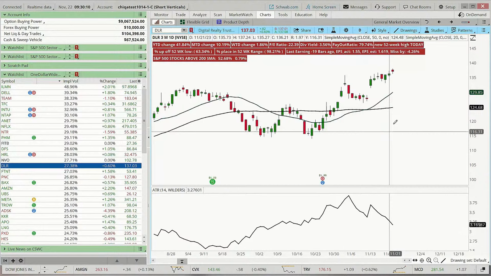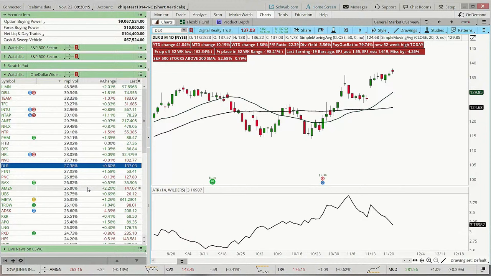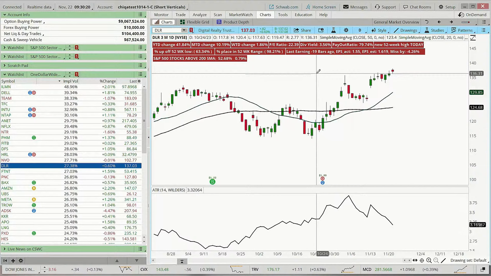You're not wrestling with a clock, so to speak, right? Okay, so let's see what we can do here. We have a resistance breakout right here on Digital Realty Trust.